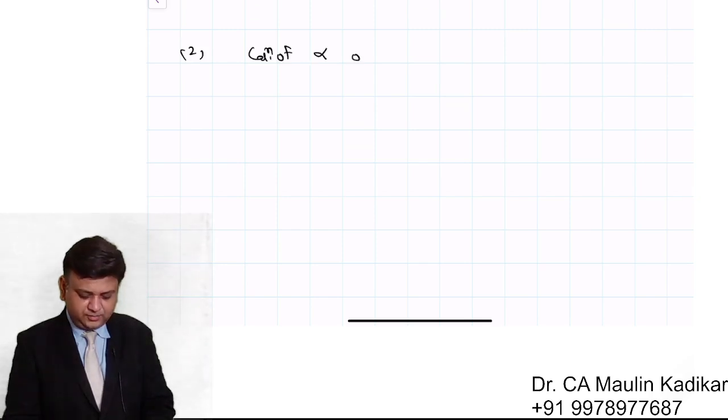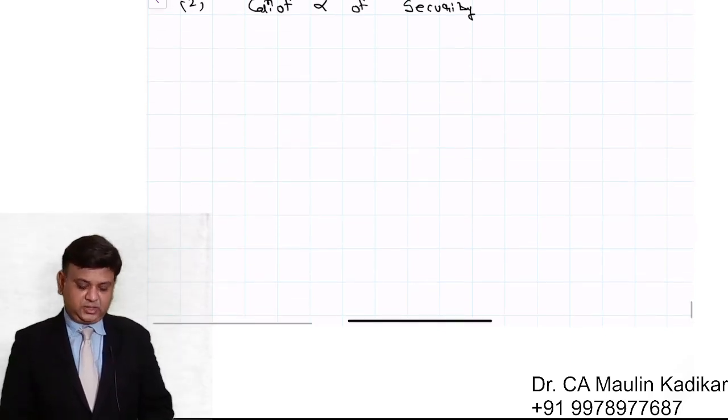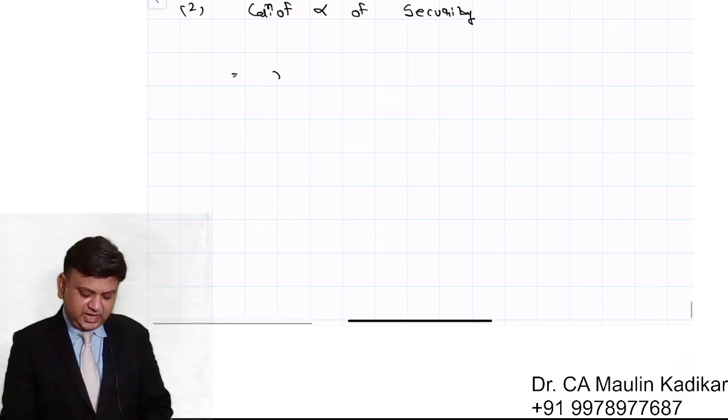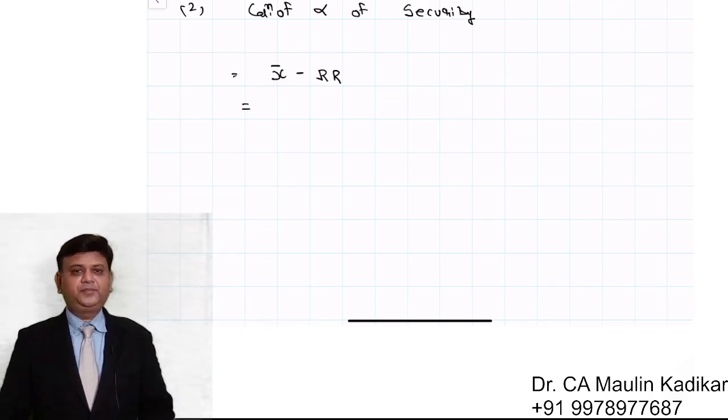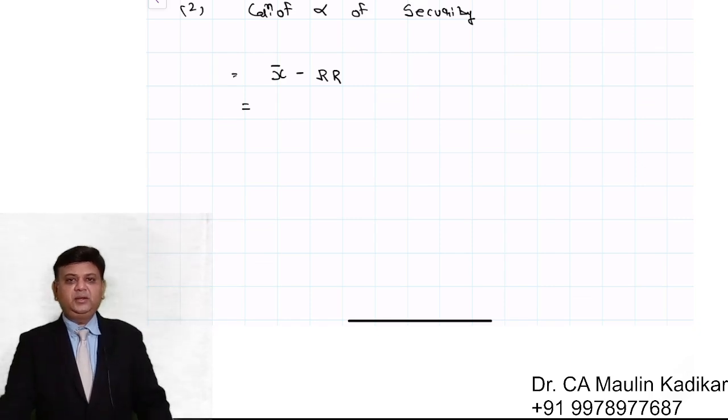Calculation of alpha of security. Okay. Alpha का calculation कैसे होगा? Alpha is calculated for decision making. It is x bar minus required rate of return. X bar का मतलब क्या है? The kind of return that you are expecting to generate if at all you make investment in the security.